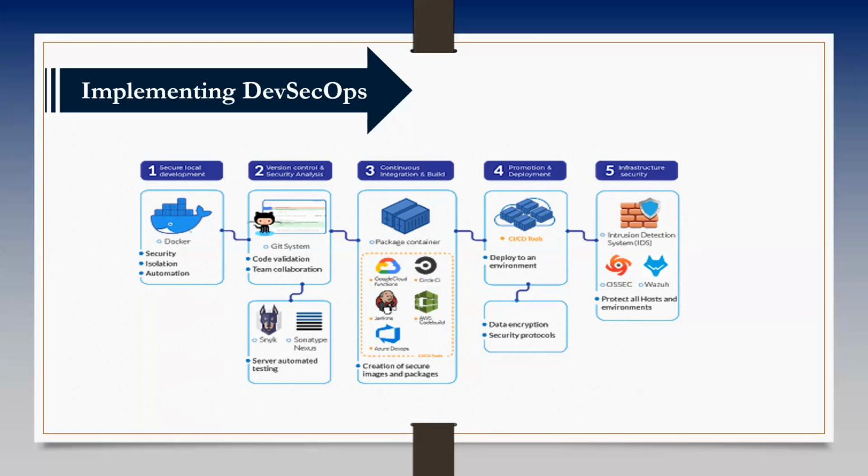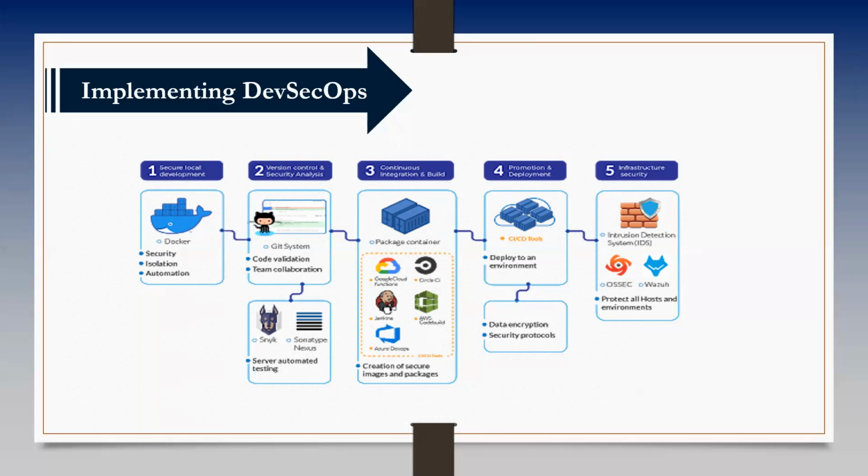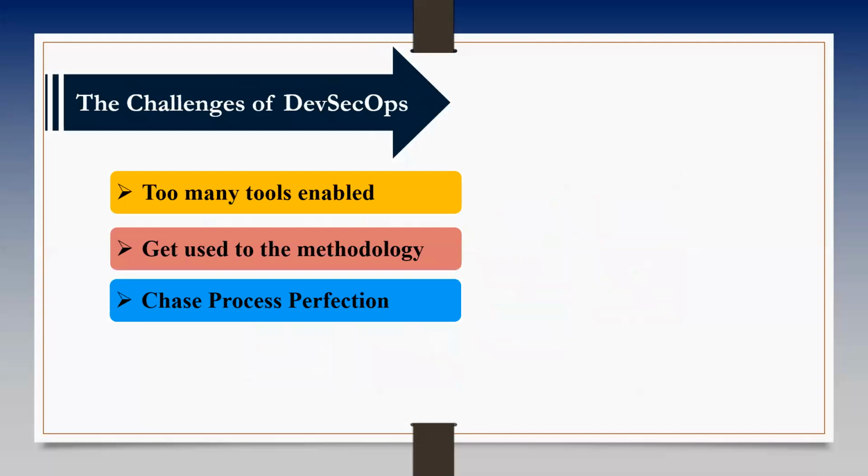The last phase is infrastructure security. When the app is deployed, make sure that you have an Intrusion Detection System (IDS). Tools such as OSSEC or Wazuh will help on this matter to protect all hosts.